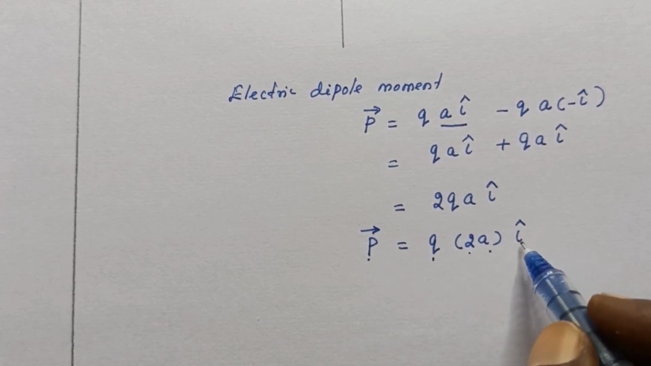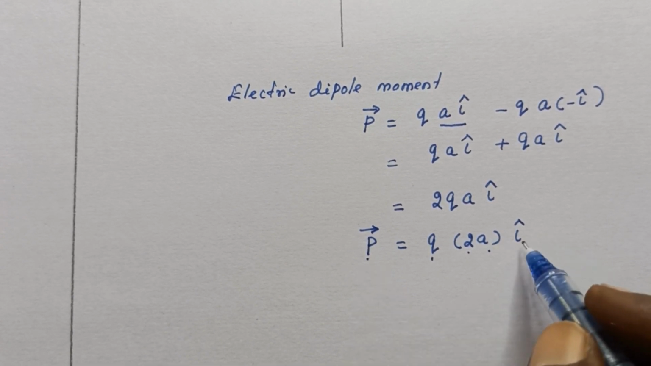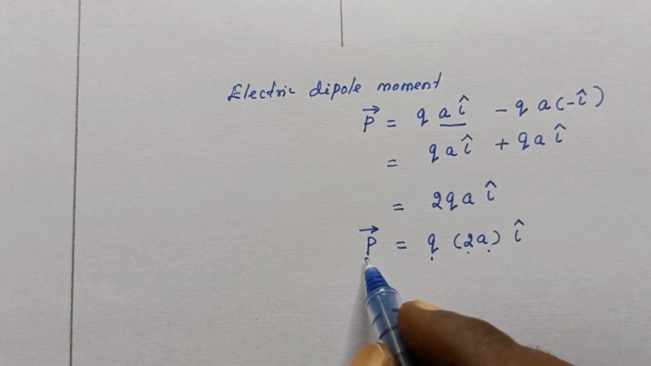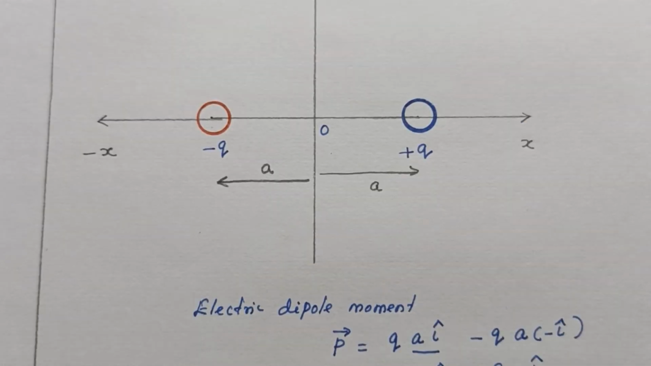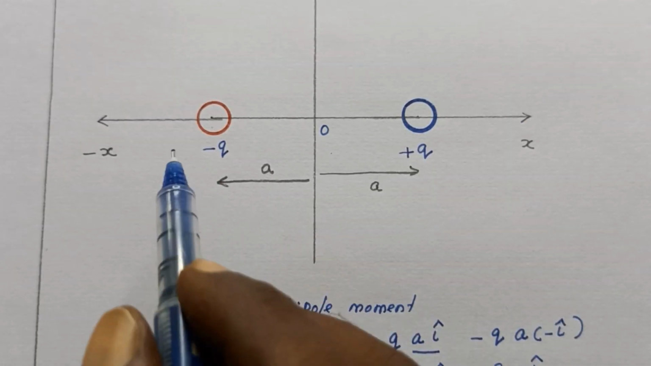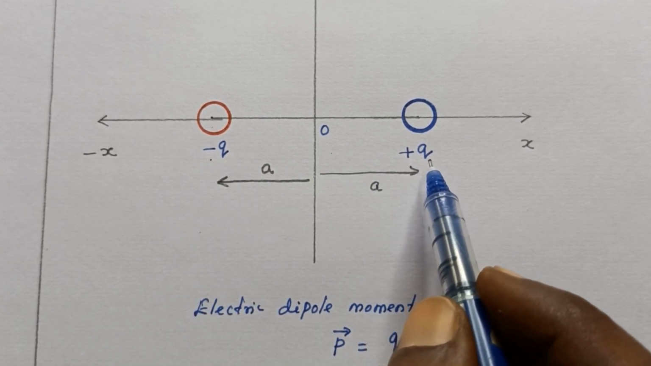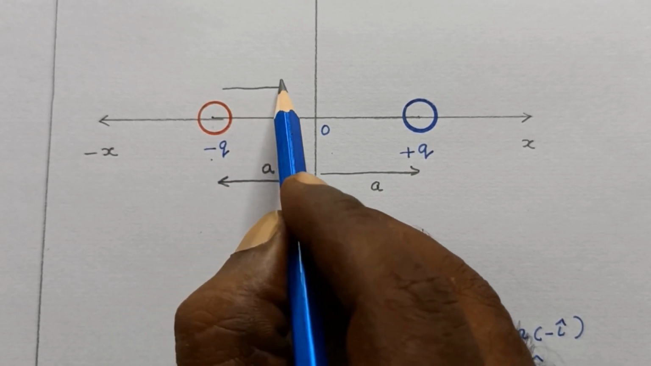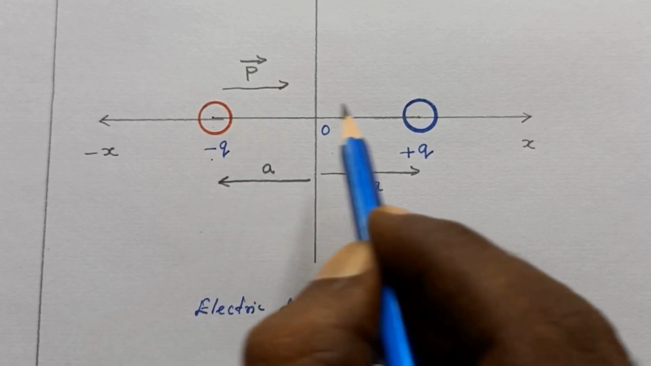And here this i cap will give you the direction of the dipole moment vector. Since we are having i cap here, we can conclude that the direction of the dipole moment vector is from minus q to plus q. So the direction of dipole moment vector is from minus q to plus q, and it is along the line joining. So இதை எப்படி ரெப்ரசன்ட் பண்ணலாம் அப்படின்னா, the direction of the dipole moment vector p, p உடைய direction is from minus q to plus q.